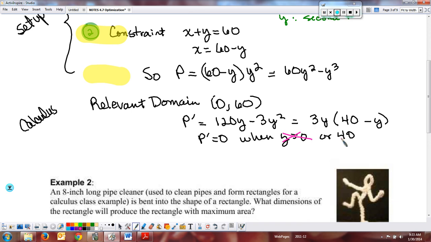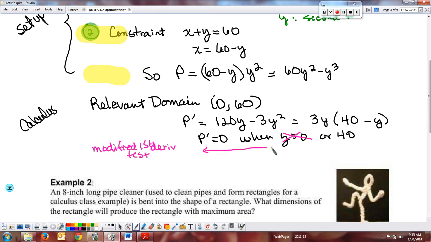Now, there's two things we do. We can do the first derivative test, and we can determine that on the interval 0 to 60, because I'm looking for a maximum, the derivative is always positive before and negative after. Or I can go ahead and find the second derivative and show that it's either always positive or always negative. I'm going to go with the first derivative. So we're going to use the modified first derivative test.